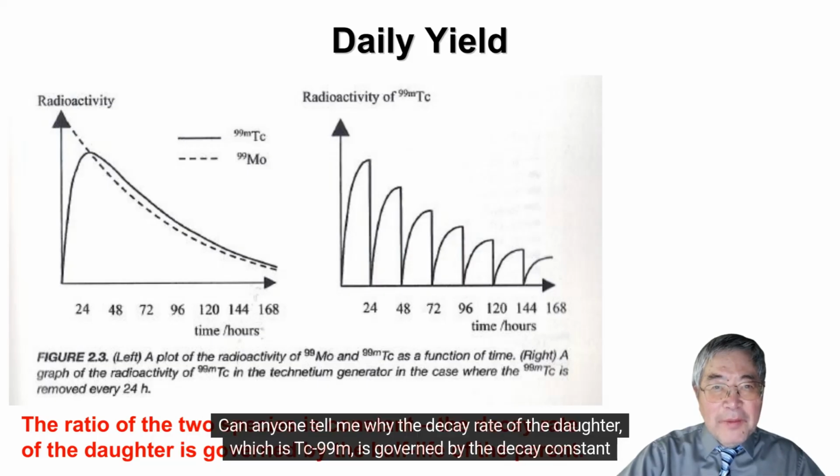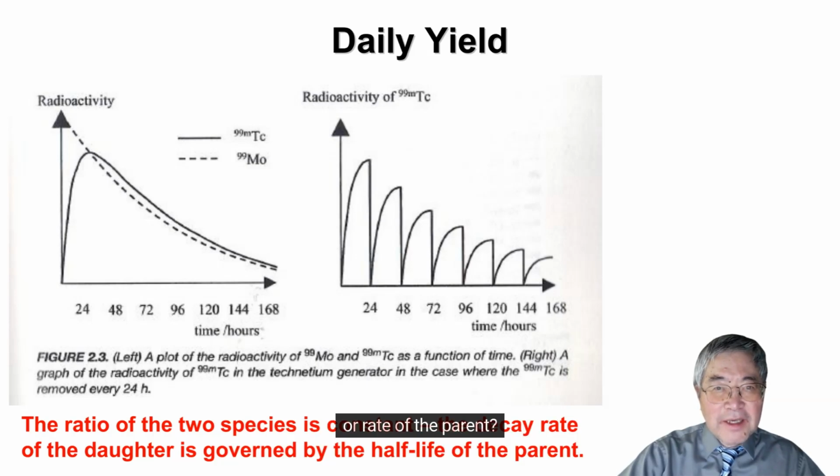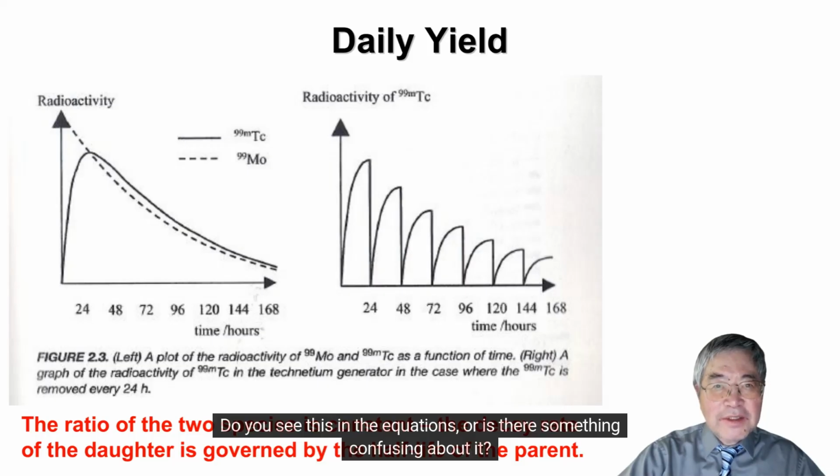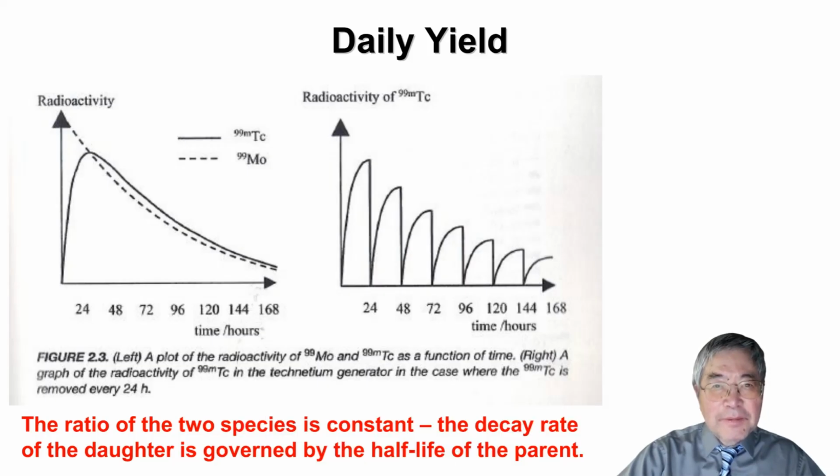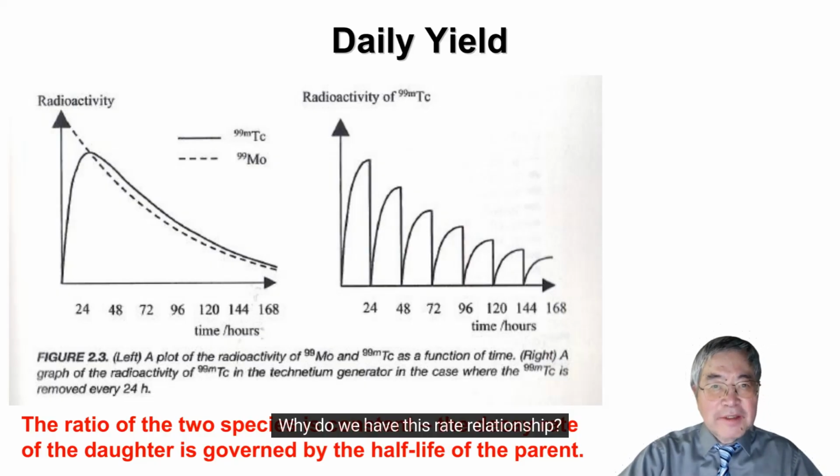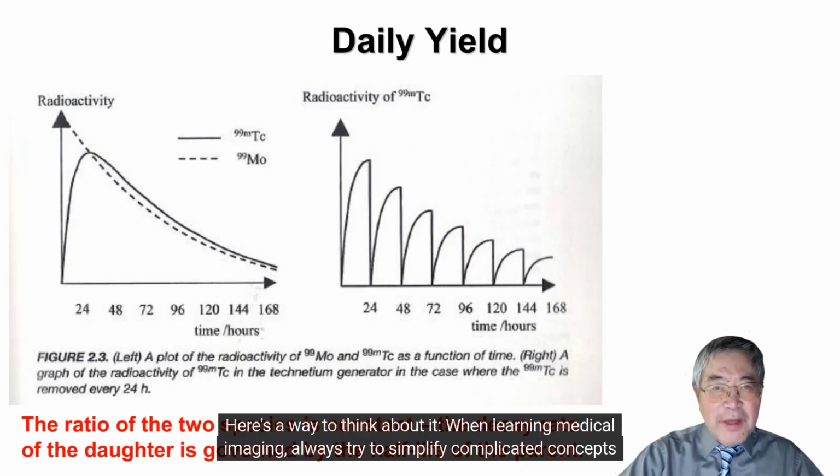Can anyone tell me why the decay rate of the daughter, which is Tc-99m, is governed by the decay constant or rate of the parent? Do you see this in the equations, or is there something confusing about it? Why do we have this rate relationship? Here's a way to think about it.